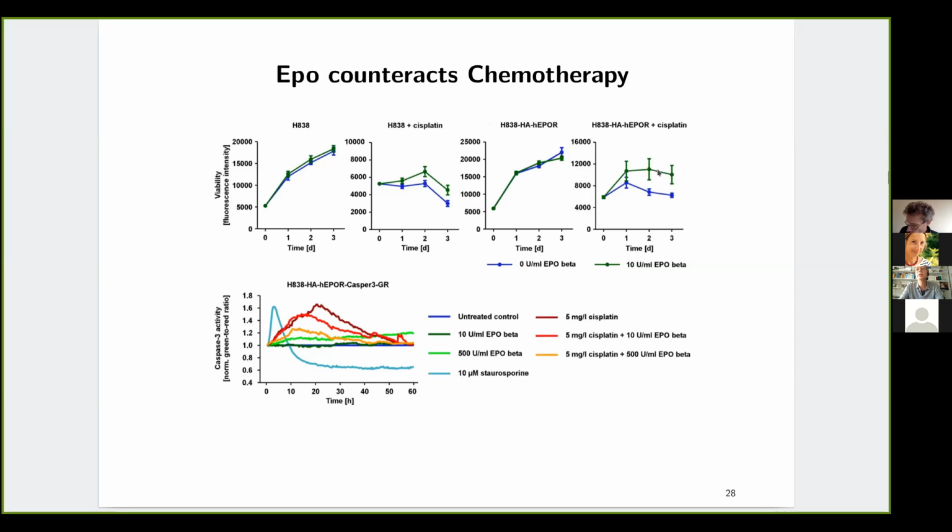And you can also pinpoint this down to a more molecular mechanism. Jim yesterday spoke about caspases. If you look at caspase activity here and only look at these colors, if we just apply cisplatin, then apoptosis gets activated, and the more EPO we put on the cells, the lower these curves are, and this is what rescues the cells by the end of the day.